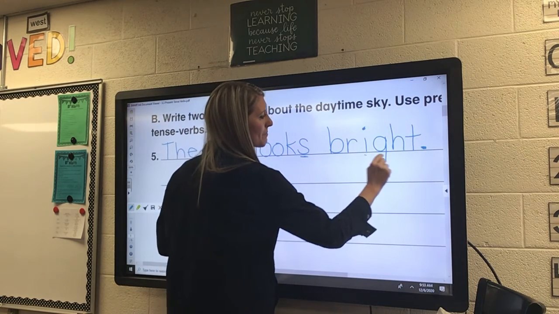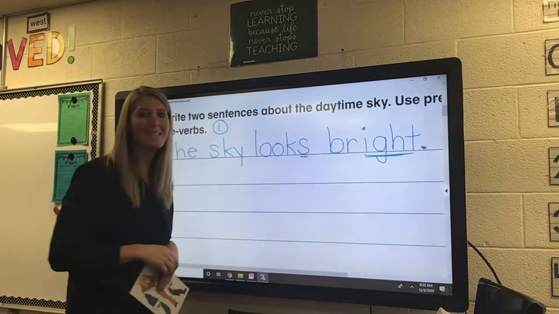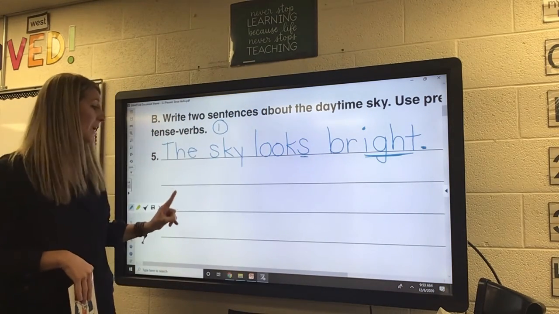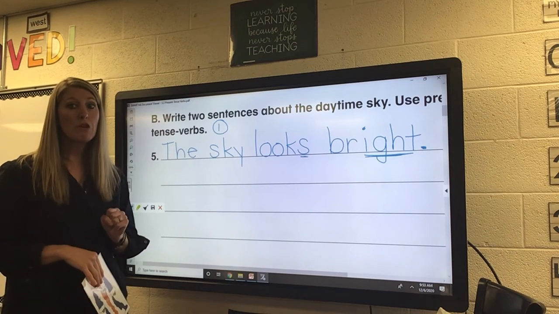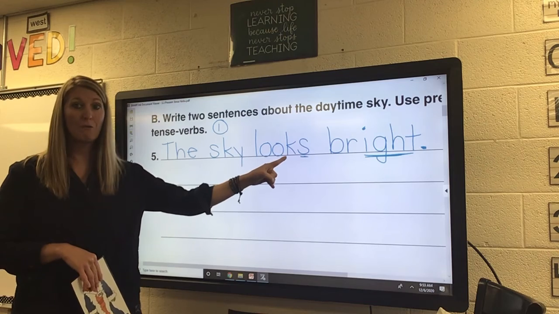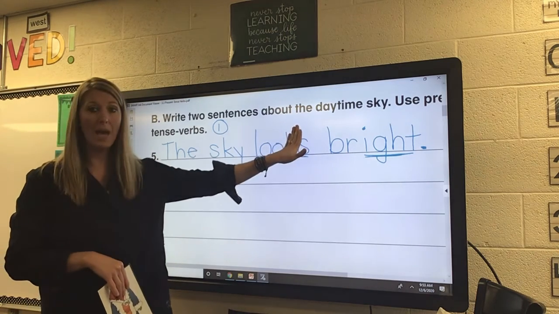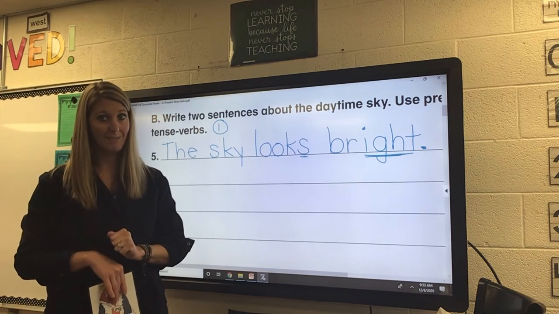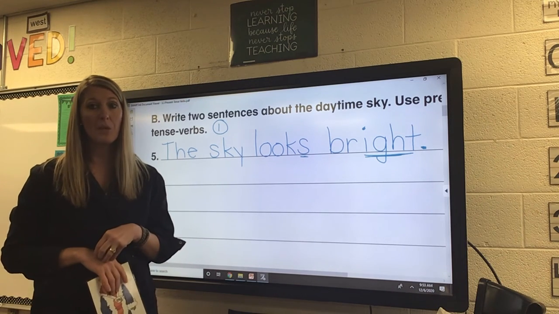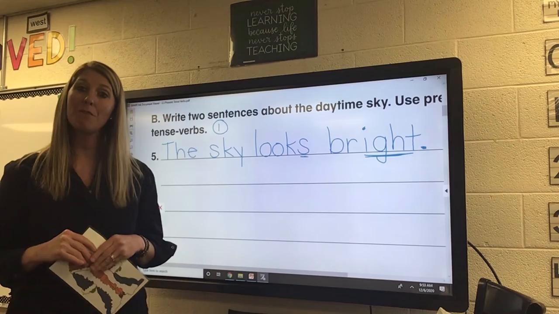And I-G-H makes that long I sound. The sky looks bright. If you want to copy the sentence, you can, but I want you to make your own sentence using a present tense verb. So your verb is either going to be no S or an S. Okay? When you are done, make sure you keep this grammar page in a safe spot because you will have to hand it in so Mrs. Murphy can give you a grade.